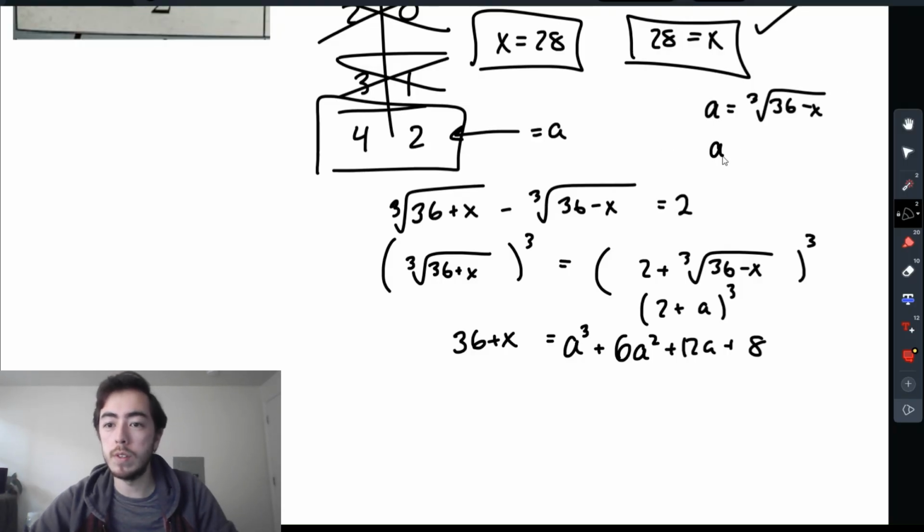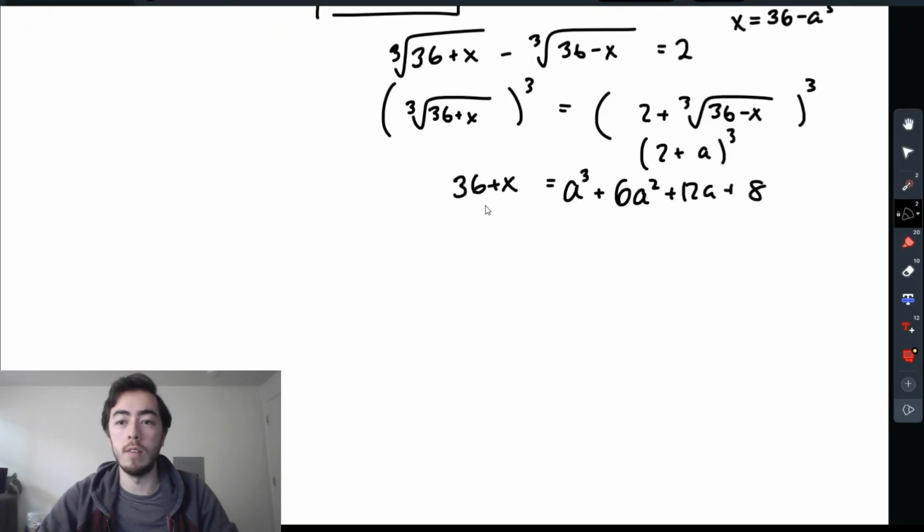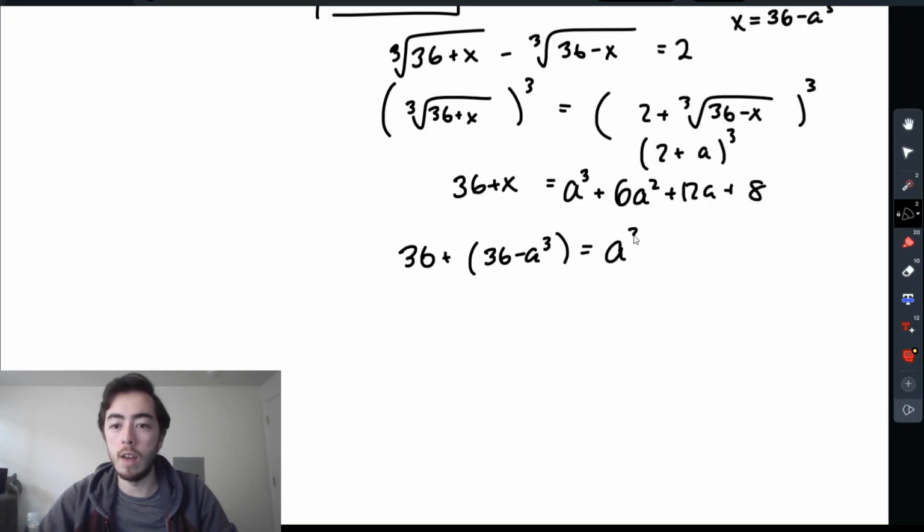and then sub out the x and sub in an a. So we can cube both sides of this equation. And then to isolate x, I guess I could add the x and subtract the a cubed. So x is the same thing as 36 minus a cubed. And then now we just have a cubic here, right? Because 36 plus, and then 36 minus a cubed, that subs out the x. And then now everything is just in terms of a.